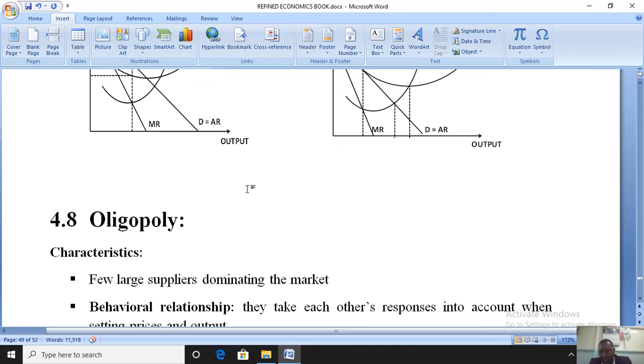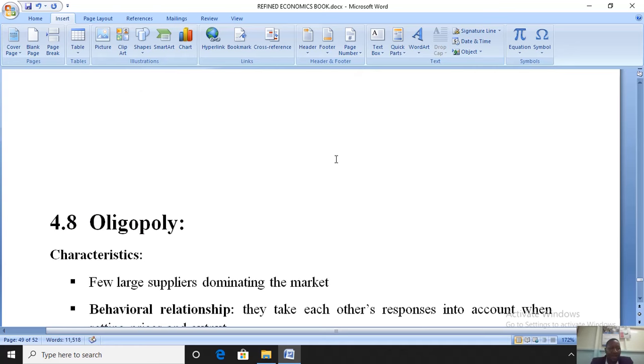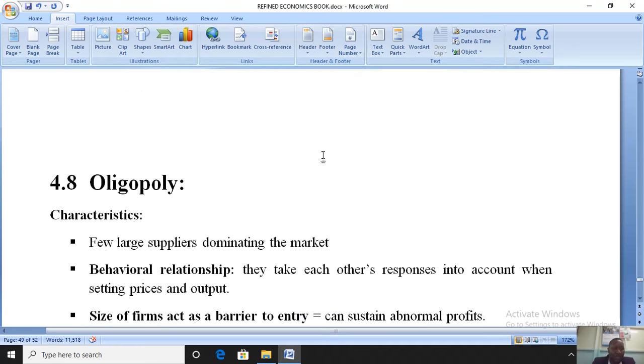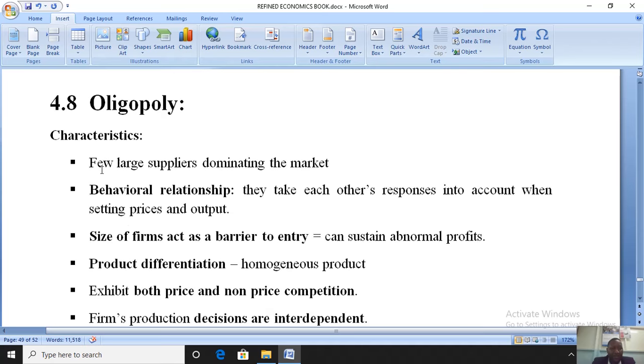Let's look at the last one of the market structures, and that's oligopoly. The characteristic of the oligopoly market structure is that we have few large firms that dominate the market, and these firms have got a behavioral relationship. That means they take each other's response into account when setting the prices and output. A good example of oligopoly market structure here in Zambia is the telecommunication industry, where we have only three big players, and you've noticed the behavioral relationship in that industry.